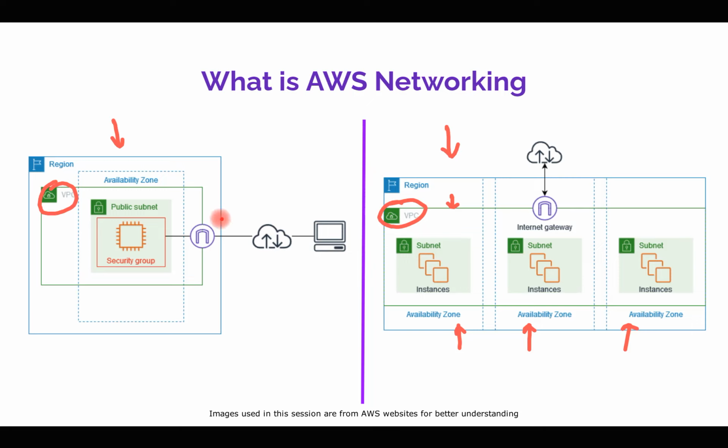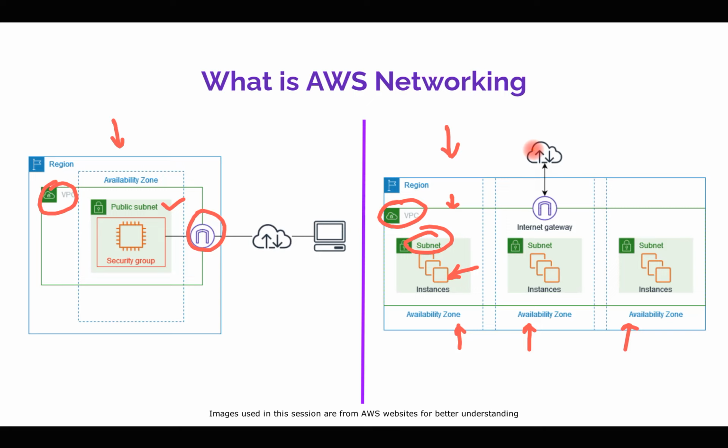Similarly, if you see other components like subnets, here we have a public subnet. This subnet can be anything; there are different kinds of subnets that we will talk about. Then we have some instances. These are the cloud machines, or we can say EC2 instances on AWS. We have a security group as well. Here we have a gateway, which helps us connect to the internet. Through this gateway, we can connect to the internet. So these are the few components which come together to build an AWS network.